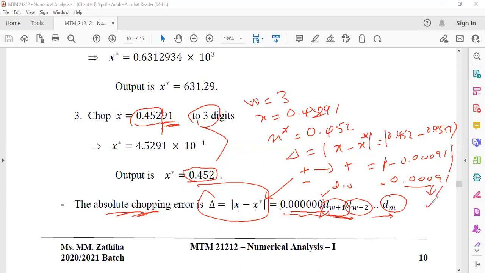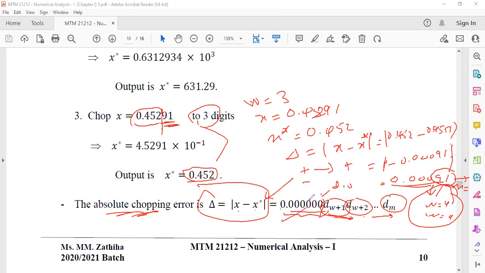After w is equal to 4, w is equal to 5, all these elements can be any numbers, any number dw plus 1, dw plus 2. So in here you see 2, 4, 6 numbers. So it goes up to how many, m numbers. So that's what it says.